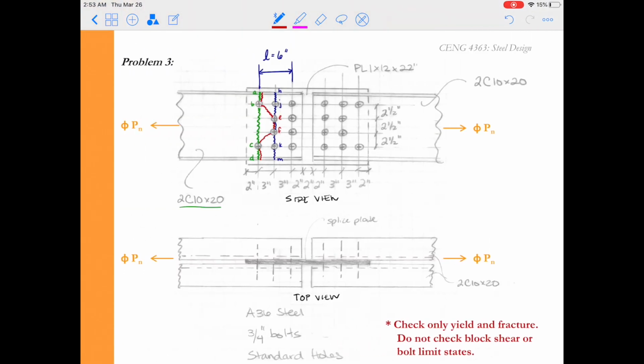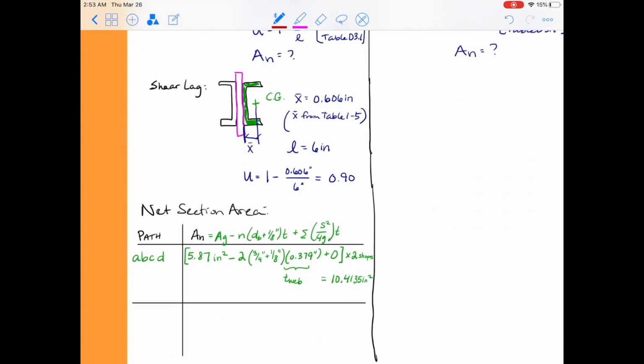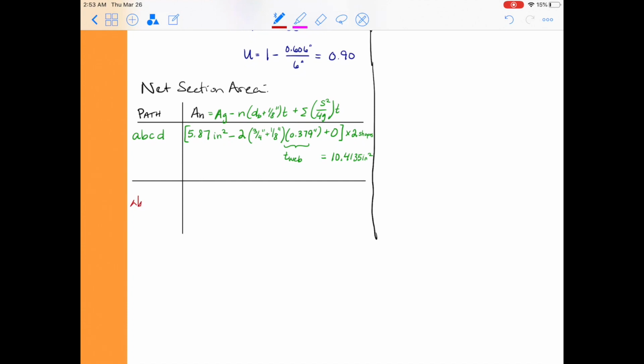So the next one we'll look at is the red path, ABEFCD. So again, for a single channel member, this is going to be 5.87 inches squared minus, we now go through 4 bolt holes. So we'll subtract out the 4 times 3/4 of an inch plus an 1/8 inch times the thickness of the web, 0.379 inches. But now we go on 2 diagonals, and so we have to add 2 times s squared over 4g times the thickness of the channel member, again 0.379 inches.